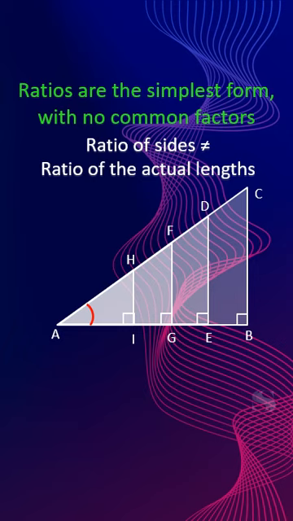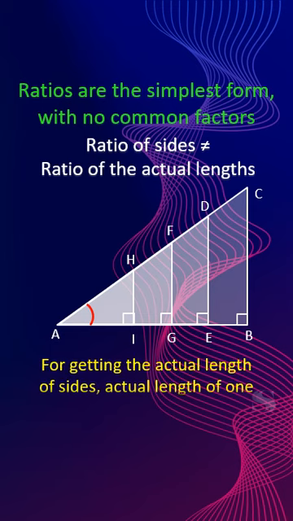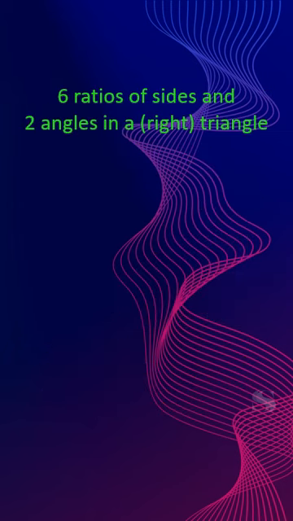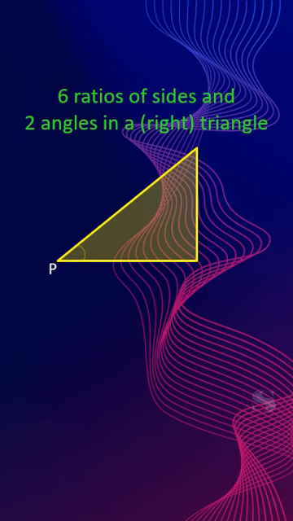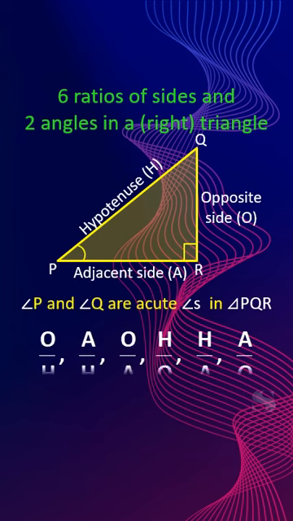But how could we know the actual length of sides of a right-angled triangle once we know the ratios? We would need to know the actual length of one side to actualize the ratios. For example, if we know the ratio of sides, that is 2:1, and one side in the ratio 16:x, then x will be 8. Let us get back to the ratios and angles of a right-angled triangle. There are 6 ratios of sides and 2 acute angles. The other angle is fixed at 90 degrees.